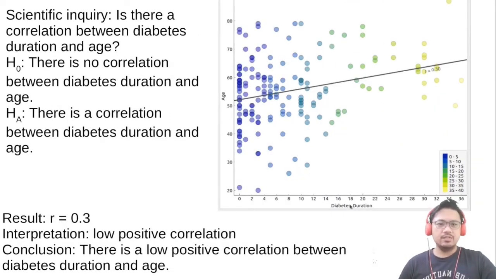Diabetes duration and age, the Pearson coefficient is 0.3, low positive correlation. You can see here in the variable diabetes duration, each data point just belongs to one column. It means that there is no in-between values. Here in the variable age, it looks kind of the same. Let us find out if the Pearson coefficient will be the same if we use the Spearman correlation.